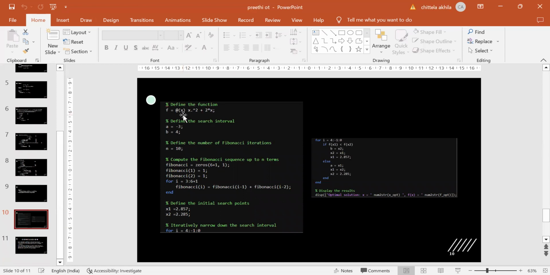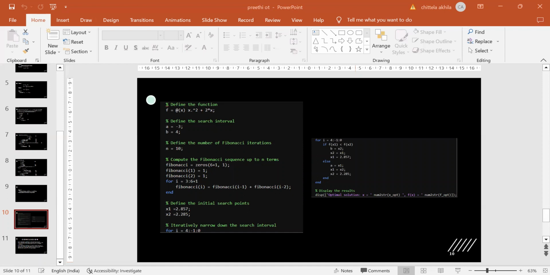This is my function, f of x equal to x square plus 2x. And then a, b are our intervals, a equal to minus 3, b equal to some value. From this, I am going to explain a graph. This is my report, and these are the examples. Here I'm taking the same example as in the PPT, x square plus 2x. From this I'm finding the optimal solution.